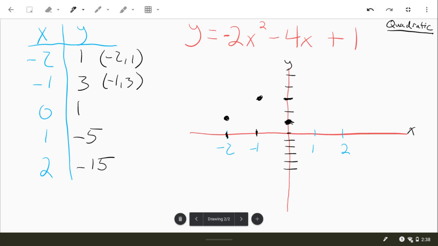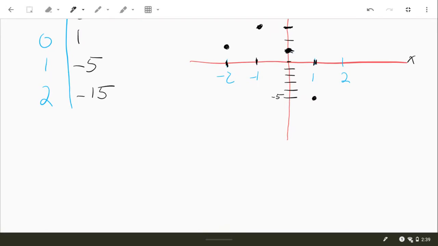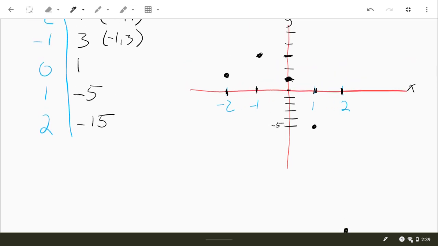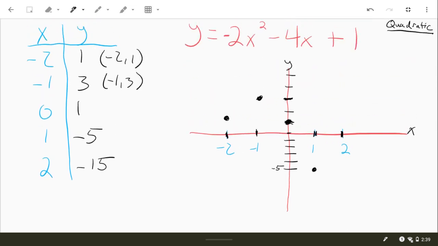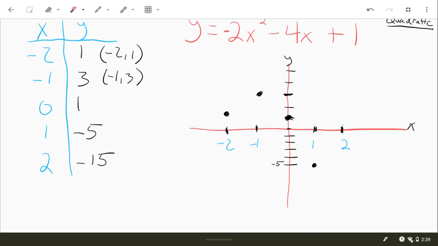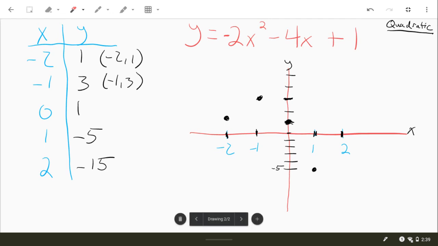Let's do another one here. 1, -5. All right, 1, and then -5 is down here. And then 2, -15. So there's 2, and then down 15, something like this. Now, this is going to be more of a graph that we talk about in Algebra 2, but I wanted to at least show you that it is possible to draw these using this little t-table method, where you just pick some x's and then get some y values back.